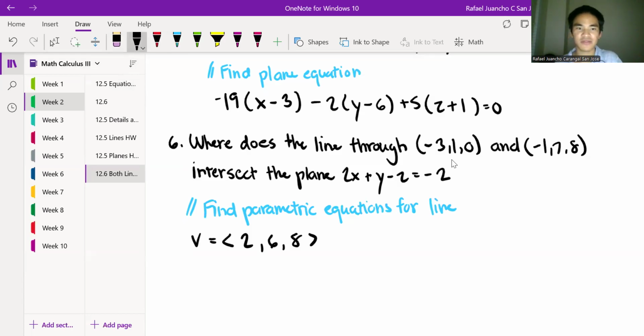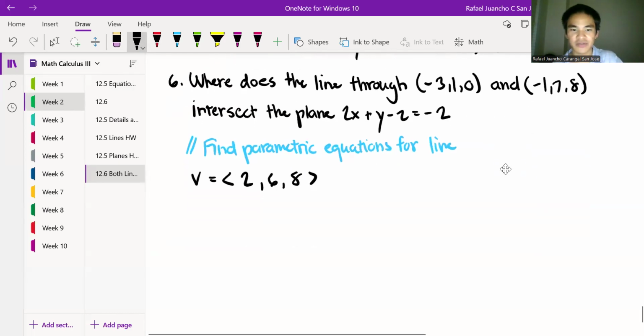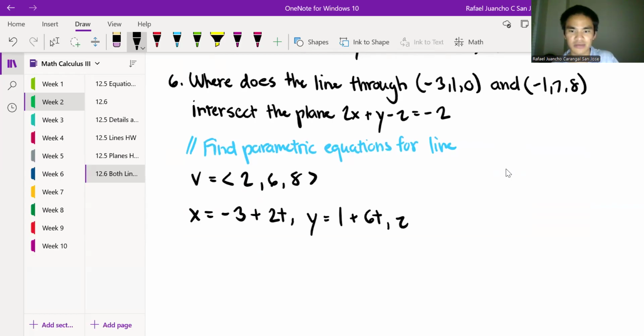We have our initial point, done. Now we can just find the parametric equations. So x is x naught, so we have negative 3, and we add 2t. That's our x. Our y is 1 because y naught is 1, and we add 6t. Z is 0 plus 8t. Done. That's our parametric equations.